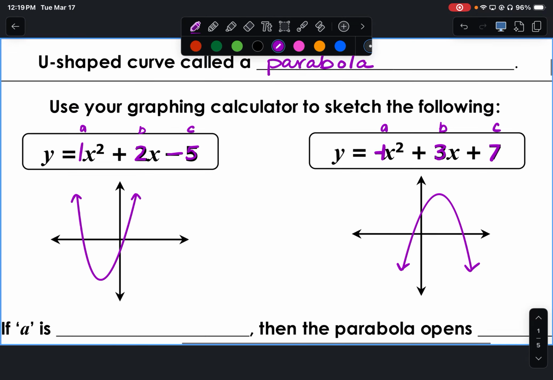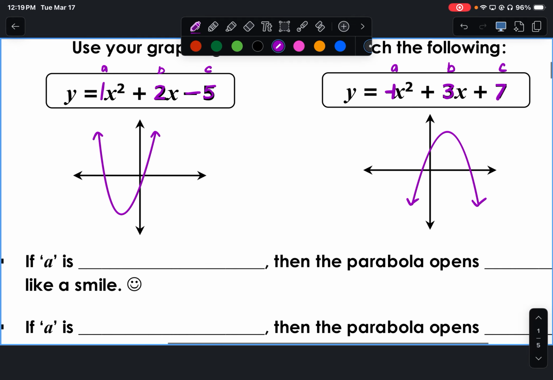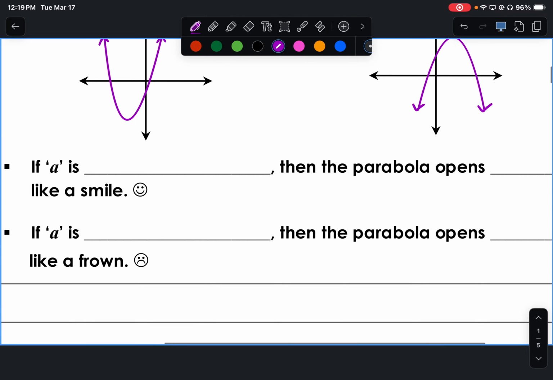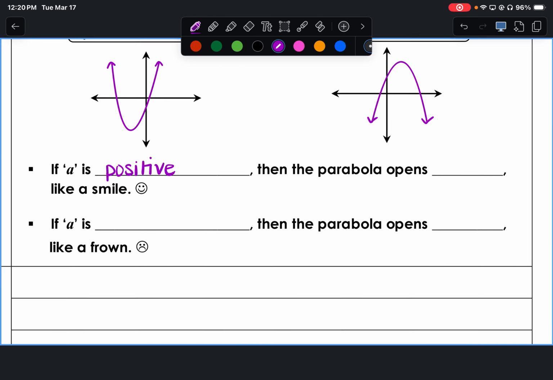All right, so whenever we look at the a term, it will tell us immediately which way our graph opens. So if a is a positive number, so if it is greater than 0, then the parabola opens up like a smile. Because when you're happy, you say positive things, and positive things make you smile. You can also say up like a cup because it rhymes. Okay, the other one is up like a cup.